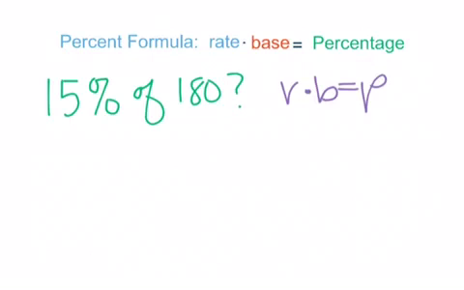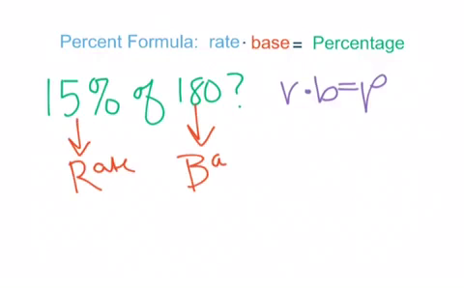So the problem is going to look like this. 15% of 180 is what? So what is 15% of 180? And you're going to set it up like this. So your percent is your rate. Okay, if it comes after of, that is going to be your whole. The whole number to the problem. The whole number we said was the base. Okay? So you have your rate, you have your base. Let's put it into the percent formula to find the percentage.